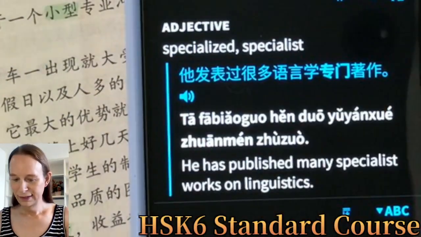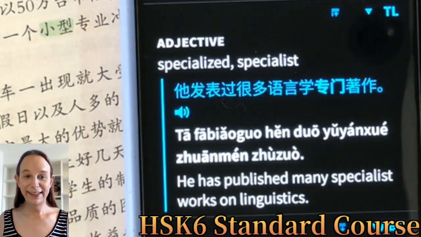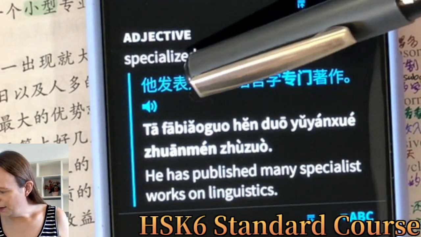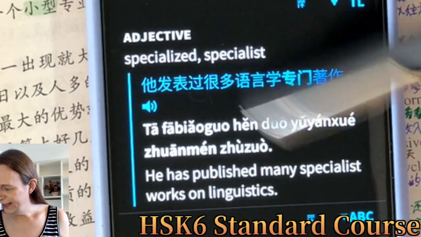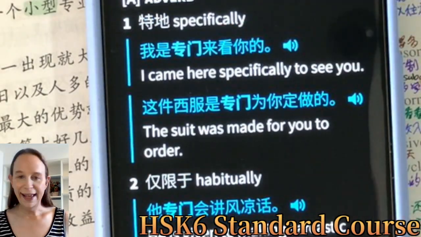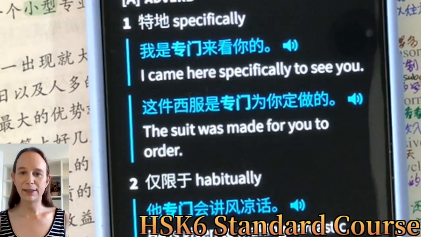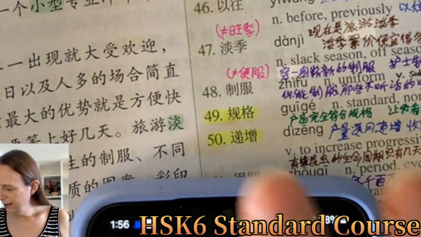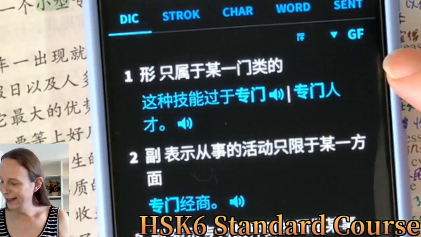Yeah. So if someone asks me what I'm doing here, I might say I'm here specifically to study Chinese or something like this. 他发表过很多语言学专门著作. Oh, this is just an adjective. Usually it's used as an adverb here. 我是专门来看你的. I came here specifically to see you. So I use this one. Here you could use 专程. So this 专门 is the kind of the key one. I get maybe it's the basic one.